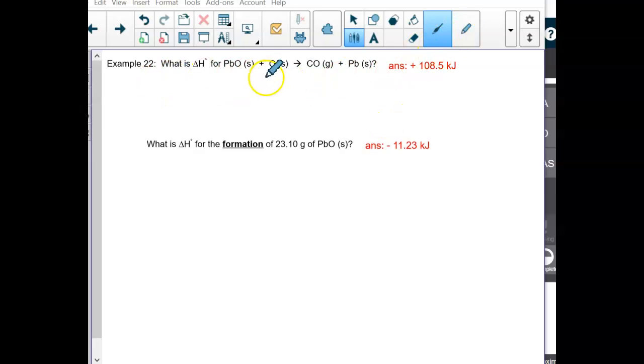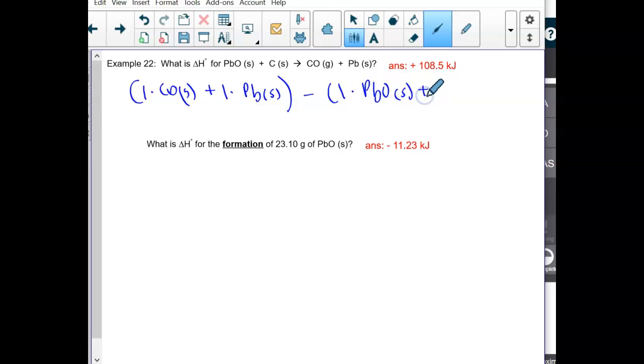Okay, for example 22, we're going to figure out what delta H is for this and answer this question. So we are going to say 1 times CO gas plus 1 times Pb solid, products first, minus 1 times PbO solid plus 1 times carbon solid. Remember, you have to have this, then fill in your numbers and get an answer.